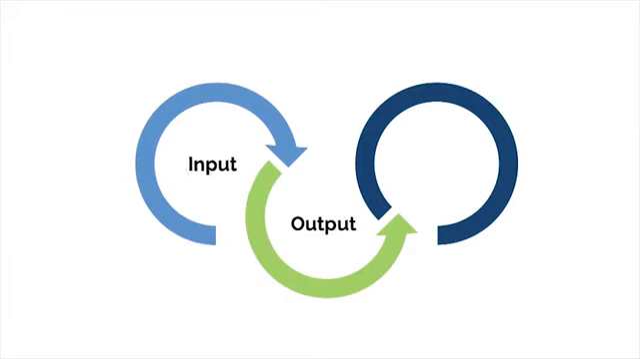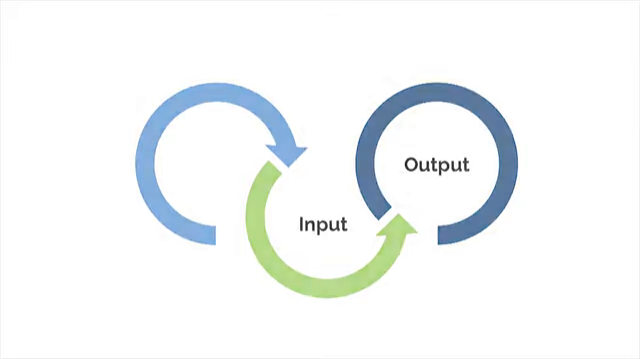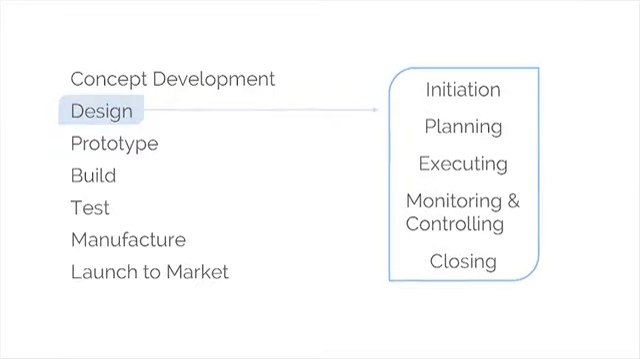The output of one process generally becomes an input to another process, or is a deliverable of the project, sub-project, or project phase. It's important to understand that the process groups are not project lifecycle phases. In fact, it is possible that all process groups could be conducted within a phase. For example, if you are working on a project that is separated into distinct phases, such as concept development, design, prototype, build, test, manufacture, and launch to market, all of the process groups would normally be repeated for each phase.